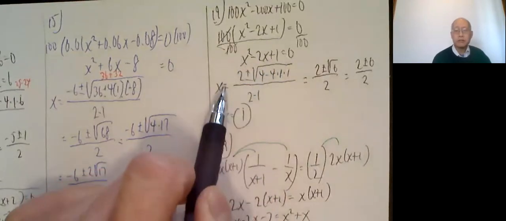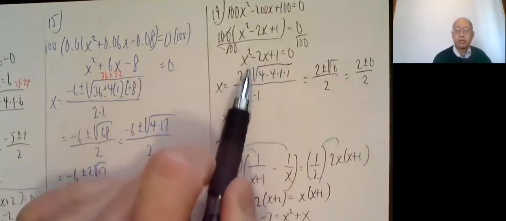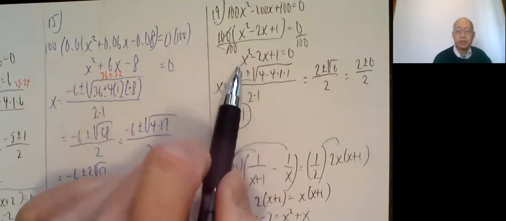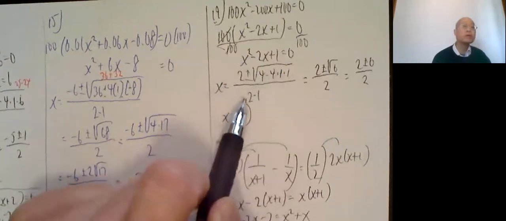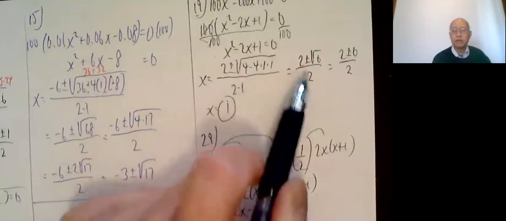Throw it into the formula. X is -b, negative of -2, plus or minus the square root of b squared, 4, minus 4 times a, which is 1, times c, which is 1, all over 2a, 2 times 1. But look at this, it's 4 minus 4, which is 0.